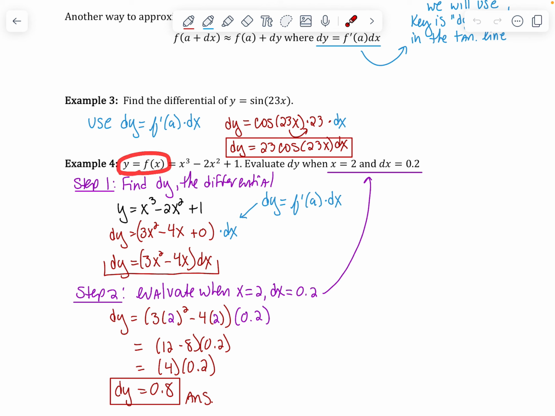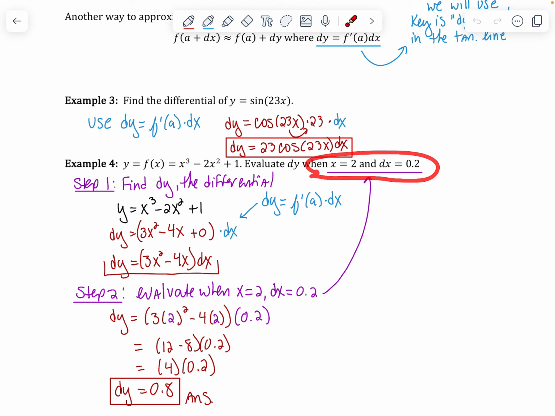Example 4 says, here is some function, you can call it y or f of x or both. You're given this polynomial-looking function, and instead of just being asked to determine the differential, you're also asked to plug in some given values. So I do the same steps as above. I'm going to start off with dy equals. I need to determine the derivative of this function. So x cubed has a derivative, negative 2x squared has a derivative, constants have a derivative of 0, and then I'm just sticking dx on the end. And so I have my differential.